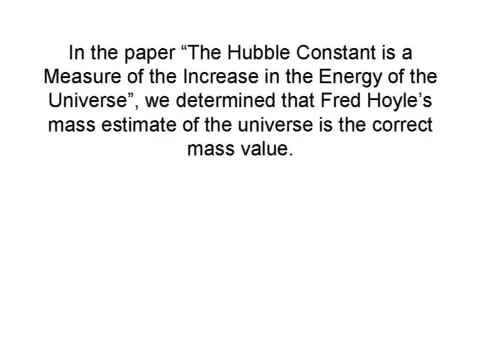Let us look now at the revelation of delta E. In the paper, the Hubble constant is a measure of the increase in the energy of the universe. We determined that Fred Hoyle's mass estimate of the universe is the correct mass value. His estimate was the speed of light cubed, divided by 2 times the gravitational constant times the Hubble constant.